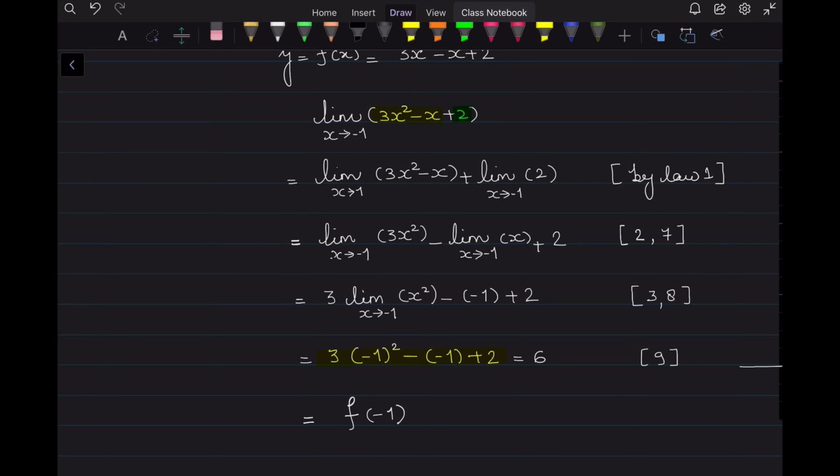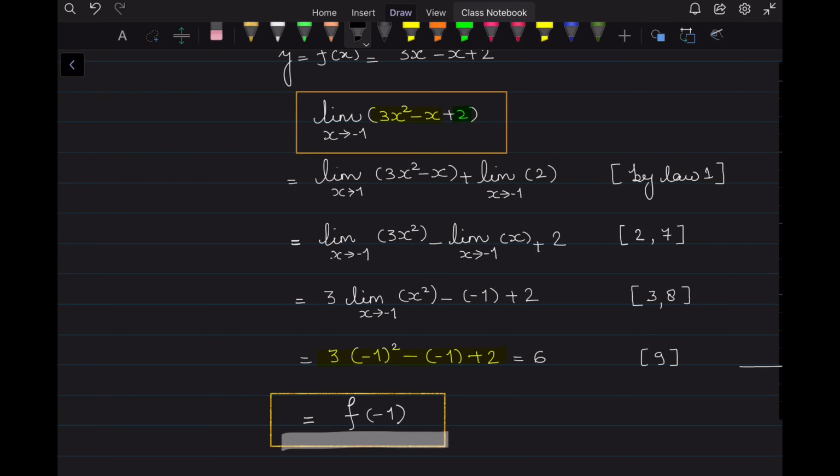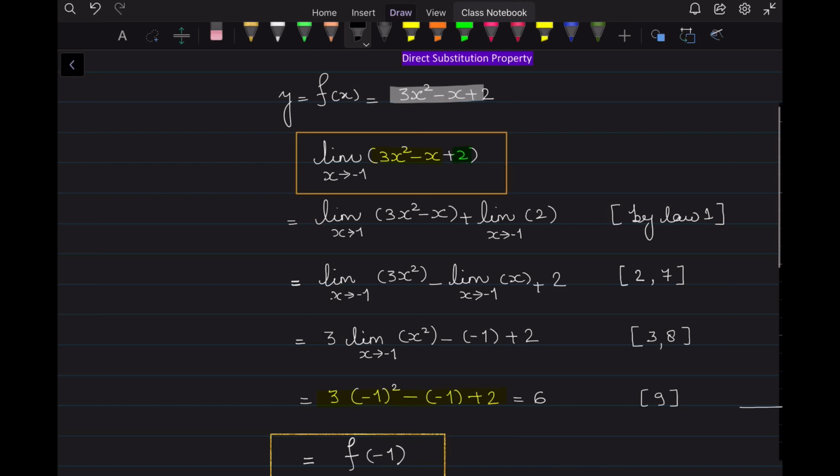So we've got an important result here. That is the limit of this function as x approaches minus 1 is equal to the value of this function at x is equal to minus 1. So this property, that is the limit of this function as x approaches minus 1 is equal to the value of this function at x is equal to minus 1, is called the direct substitution property. Because we can determine the limit of this function as x approaches minus 1 by directly substituting x is equal to minus 1 in the expression of this function.